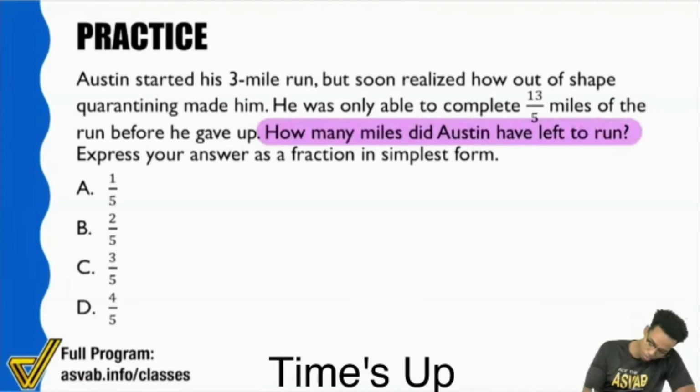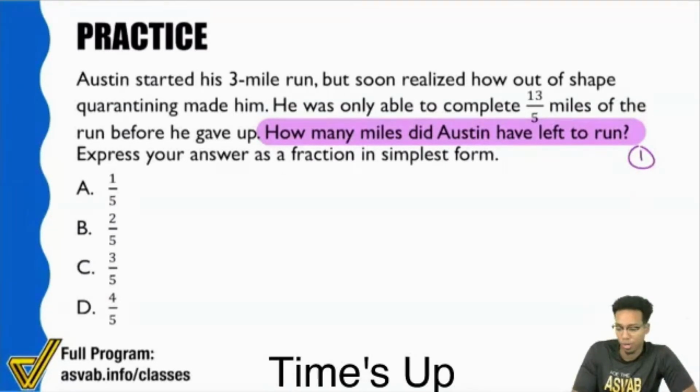That is step 1 right there. How many miles did Austin have left to run? Okay, cool. So step 2 is, well, first, we can't just skip step 1.